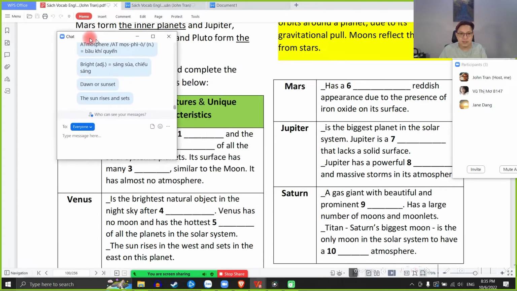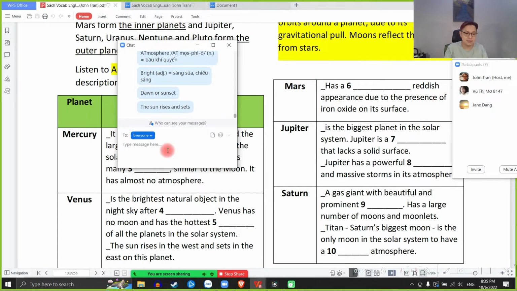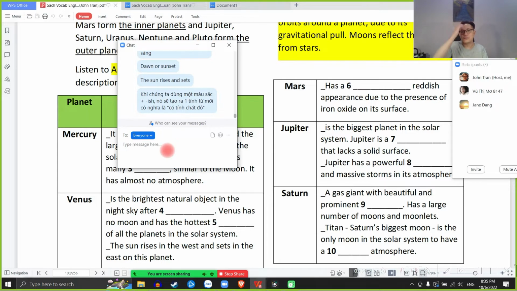Okay, Mars has a something reddish appearance. So khi chúng ta dùng một màu sắc cộng với chữ ish, nó sẽ tạo ra một tính từ mới, có nghĩa là có tính chất đó. The reddish appearance là nó hơi đỏ chứ không hoàn toàn đỏ. So reddish means it's not extremely red, it just has a color red somehow, you know. Greenish, hơi xanh. Reddish, hơi đỏ. Yellowish, hơi vàng. Nó hơi thôi, chứ nó không hoàn toàn là có cái màu đó.